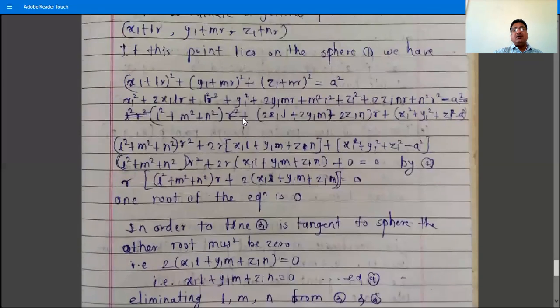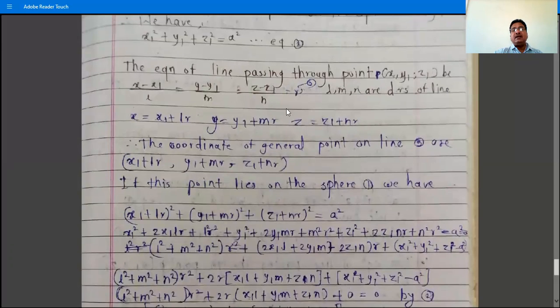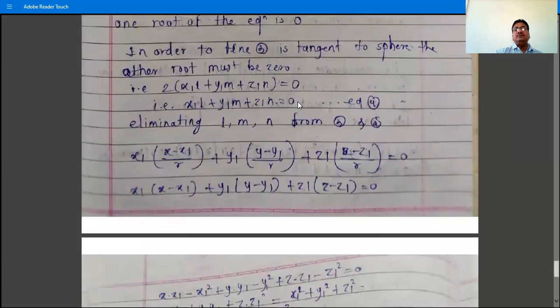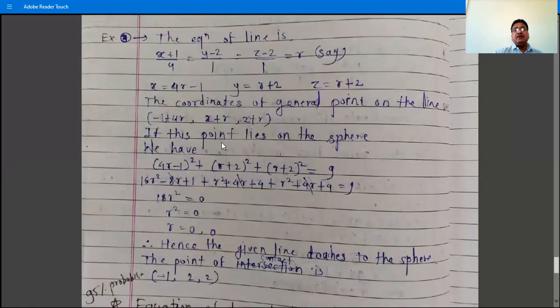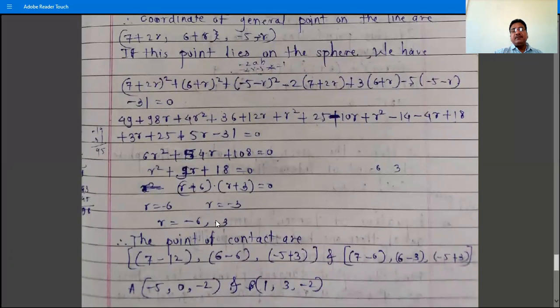So for the line to be tangent to the sphere, what happens? The other root must also be 0. Because when the line is tangent to the sphere, we know this procedure: if we have two different values of r, then the line is not tangent to the sphere.